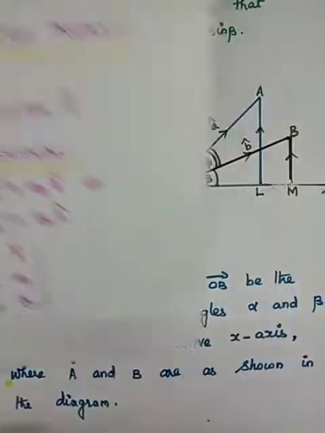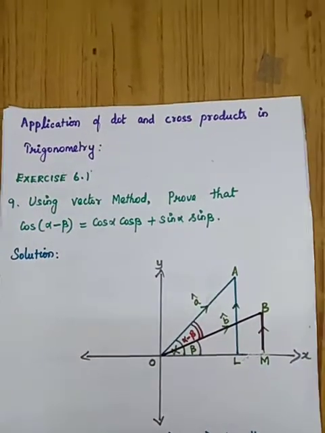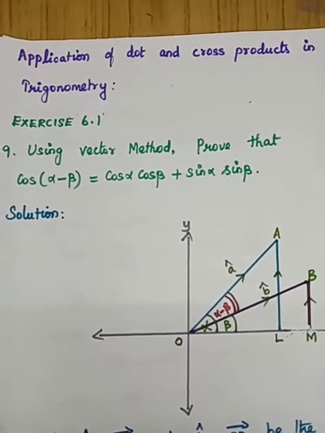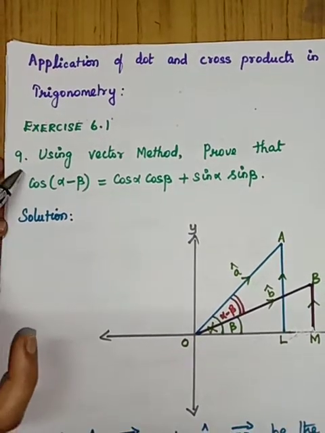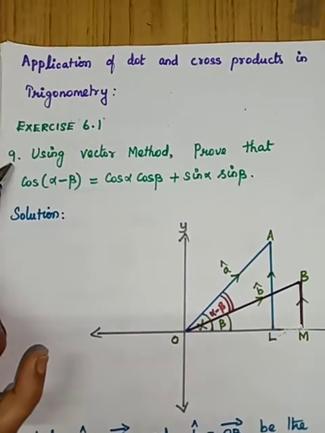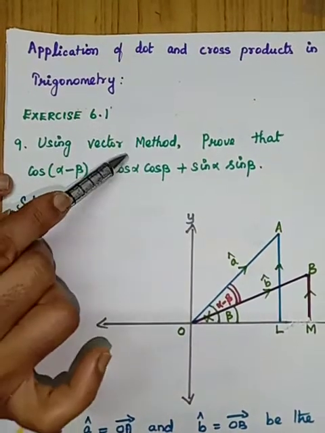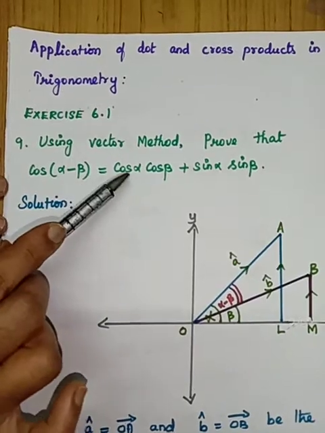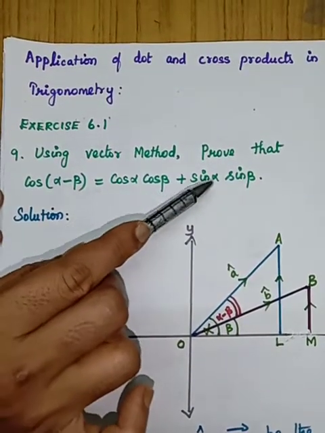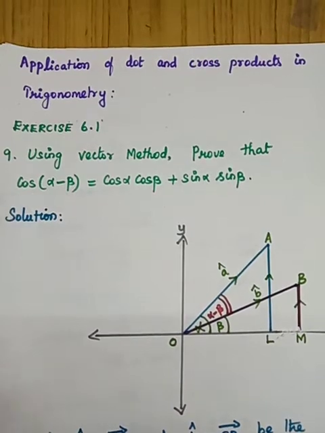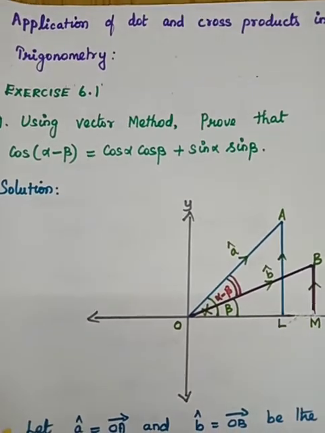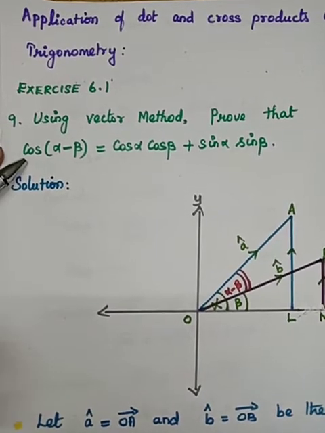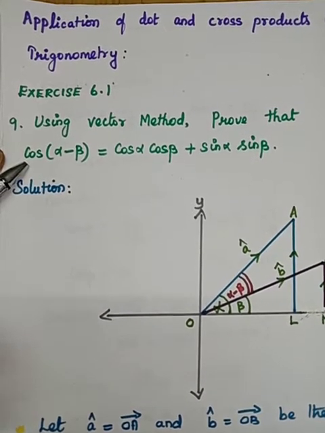Okay, so now we are coming to the 12th standard topic: application of dot and cross products in trigonometry. I'll take the first problem, exercise 6.1, 9th problem. Using vector method, prove that cos(alpha minus beta) is equal to cos alpha cos beta plus sin alpha sin beta. This result you have studied in 11th standard in trigonometry. Now we are going to prove the same result using dot and cross product.